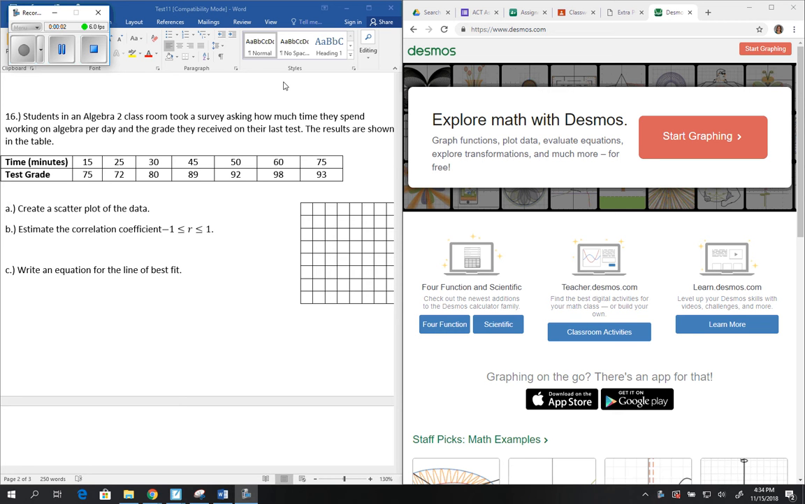Okay guys, I want to show you how to use Desmos to graph when you are trying to find a line of best fit and you have a table given. So the first thing I do is open Desmos, and I have a problem over here that we're going to be looking at.